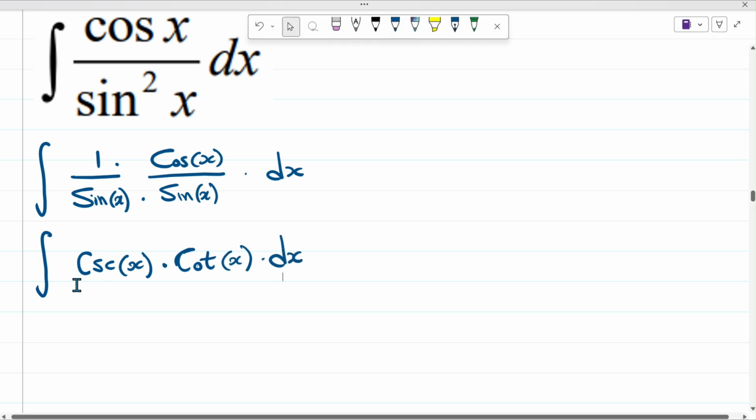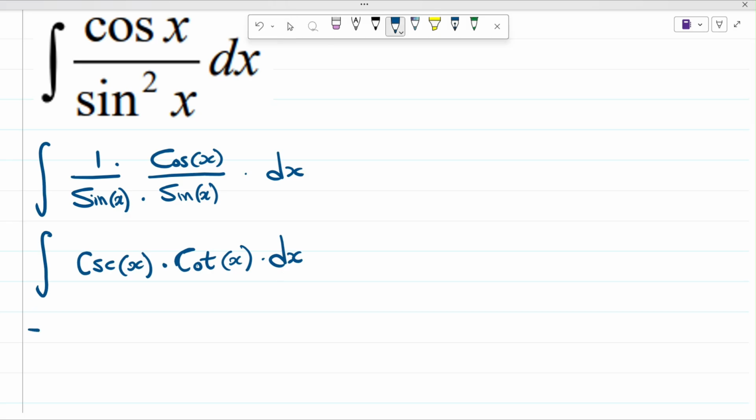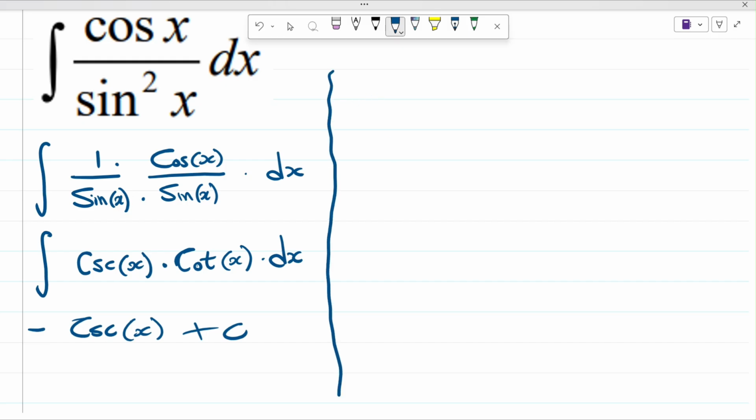And then that person will conclude that the derivative of x is 1, the one that I have here, and I know that the thing that was differentiated for me to get cosec cot is negative cosec of x. So that person will conclude that the answer for this is negative cosec of x plus c. Then ta-da, that person has the answer.